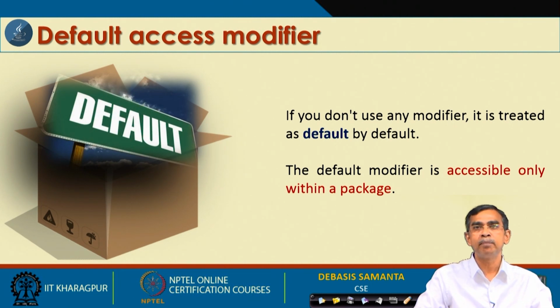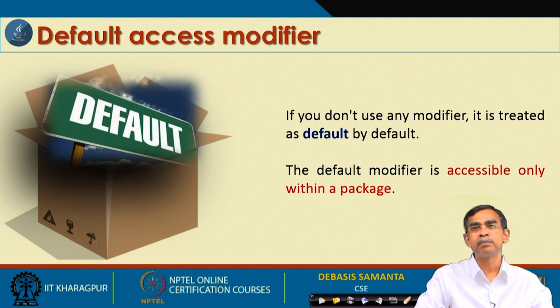So, the default means we do not have to mention any access specification explicitly before a member, that is a data or a method. Without mentioning these things it can be, and as I told you, if default is the access specifier for a member, that means it is accessible only within the same class or within the same package.